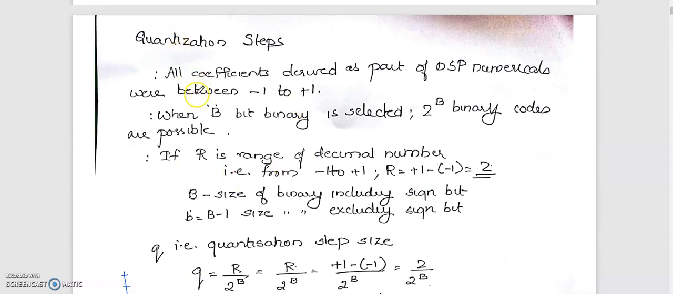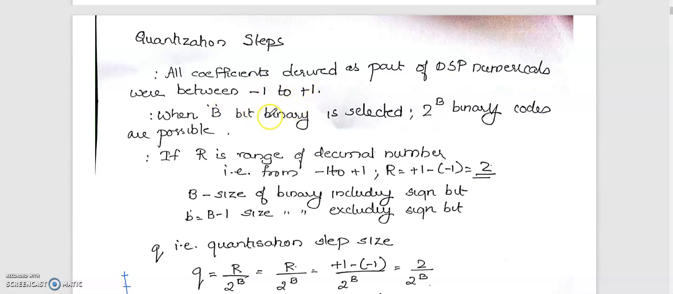Now we have designed filters, IIR, FIR and all those kinds of things, and all the coefficients that were derived as part of those design procedures lay between the values -1 to +1. You might have noticed it while designing. Everything was obtained in the value range between -1 to +1.